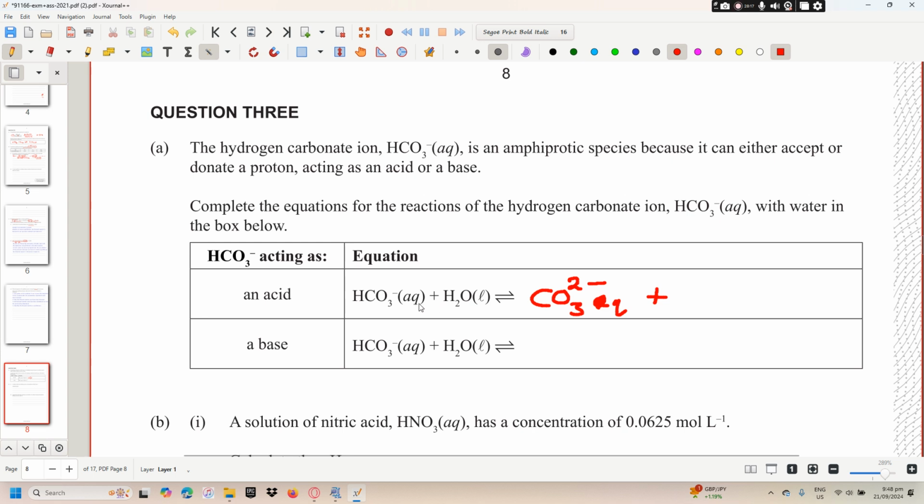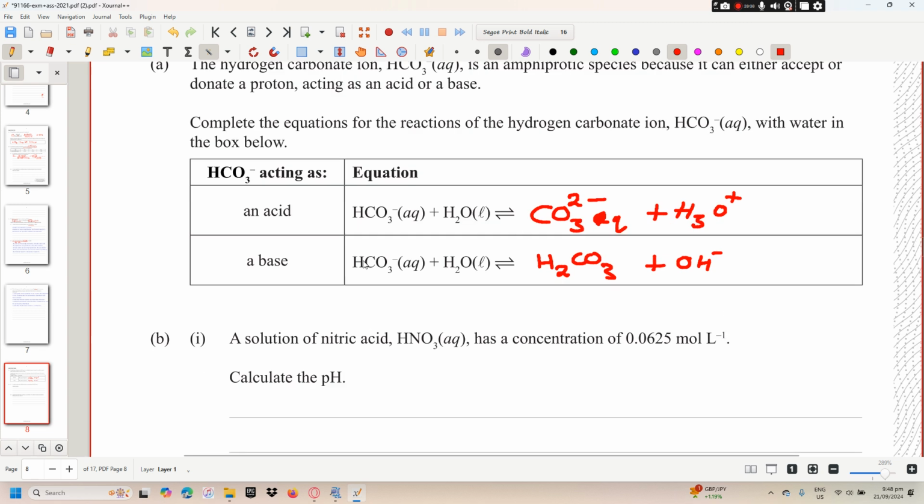And water, of course, will therefore be acting as the base, and it will accept that proton to form hydronium. If it acts as a base, then it's going to take a proton, and so it must become H2CO3. There's no charge now because it was minus. So we've got a proton, it's all balanced, and OH minus. Okay, hopefully that makes sense. One of these hydrogens hopped onto here, so the water acted as an acid, and this acted as a base.